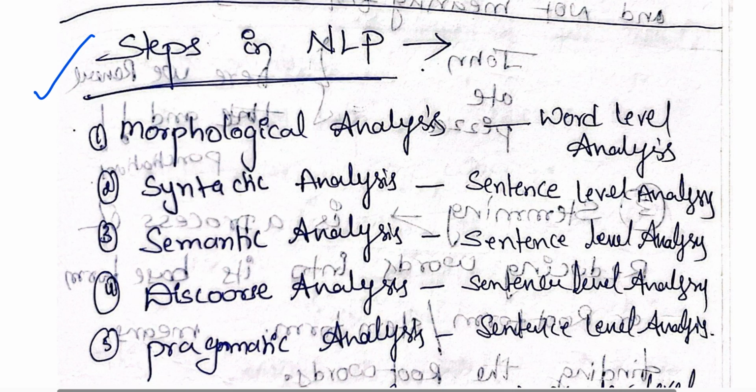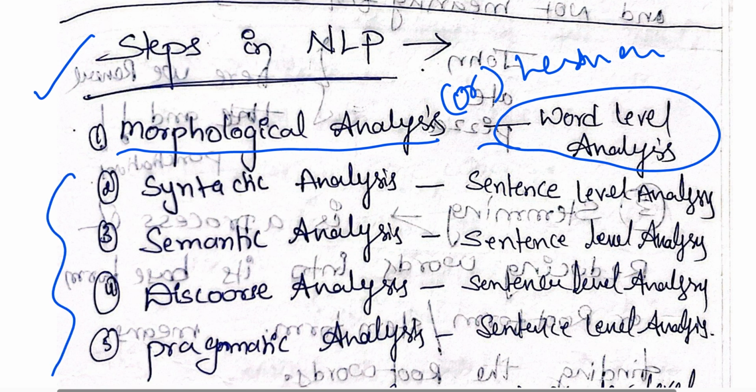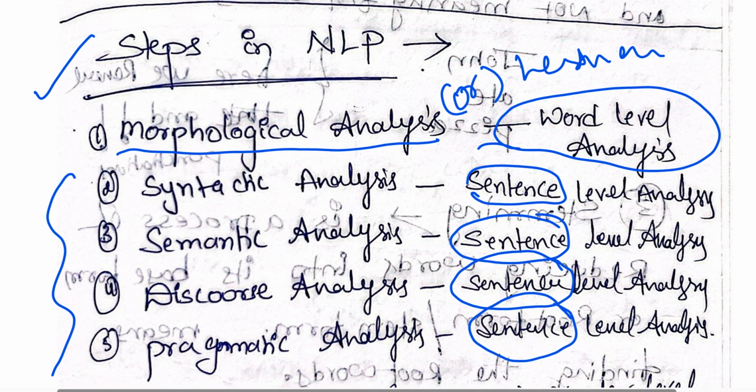The 5 steps. The first step is morphological analysis or lexical analysis. Here you need to remember one very important thing: the first analysis is word level analysis. We analyze only words in the morphological analysis, and all the remaining analyses are sentence level analyses. We analyze the sentences to find something in these remaining 4 analyses. These are the steps in the analysis.